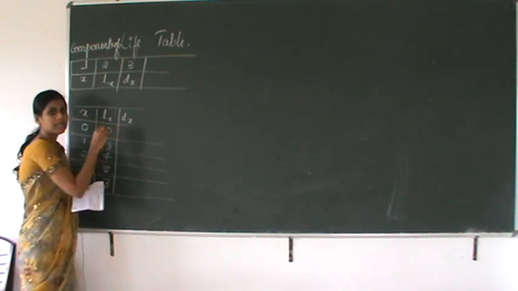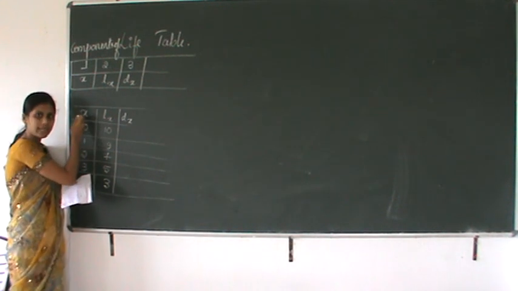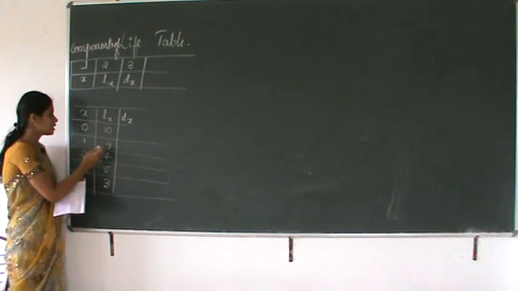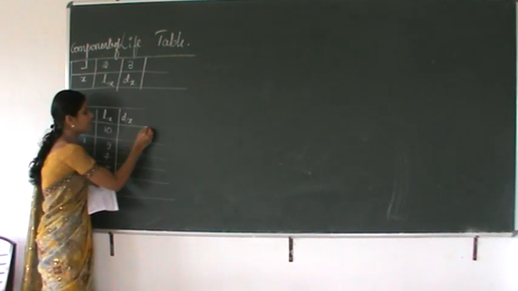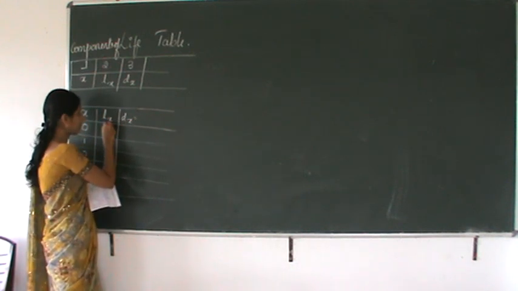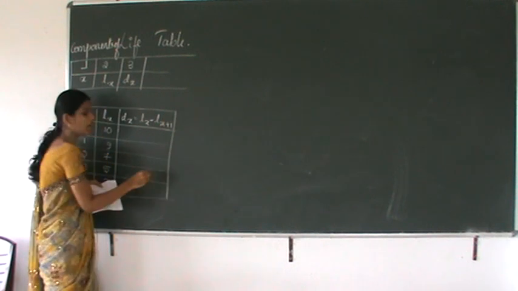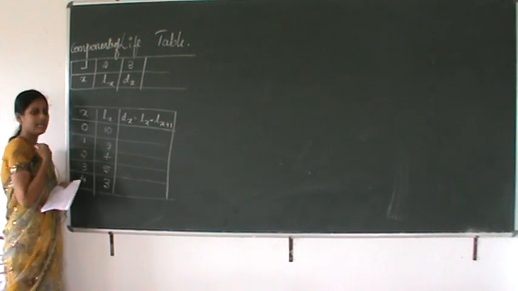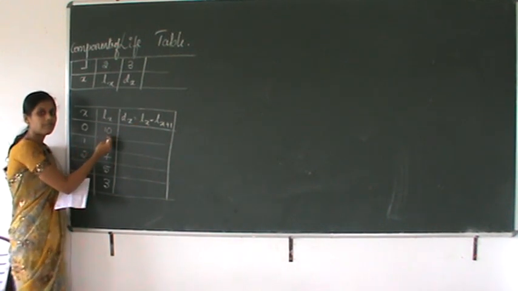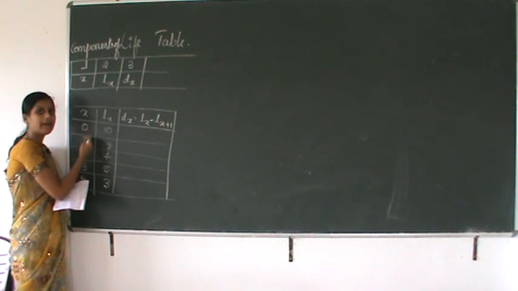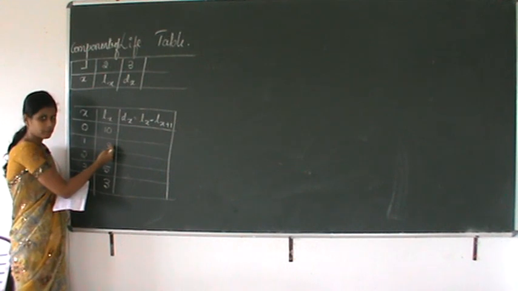Dx is the number of persons of age x who have died before reaching the age x plus 1. As I have told you, we can find out dx as lx minus lx plus 1. This is the formula for the calculation of dx: dx is equal to lx minus lx plus 1, that is, the number of persons of age x who have died before reaching the age x plus 1. Just now I explained it to you.